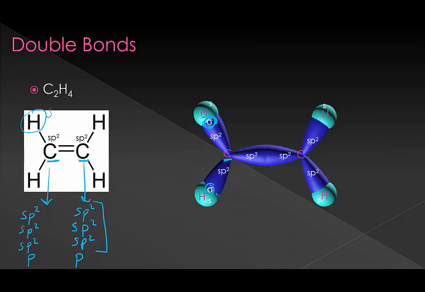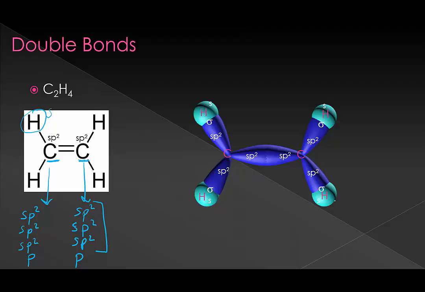So here, we once again have our sigma bond, which is formed by a hydrogen's s orbital overlapping with a carbon's sp2 orbital. And the same thing over here on this side, here, here, and here. Now notice in the middle what happens. Each carbon is forming the sigma bond with an sp2 orbital. This sigma bond, which is still sigma, is formed by an overlap of the sp2 orbitals, 1 from each carbon.